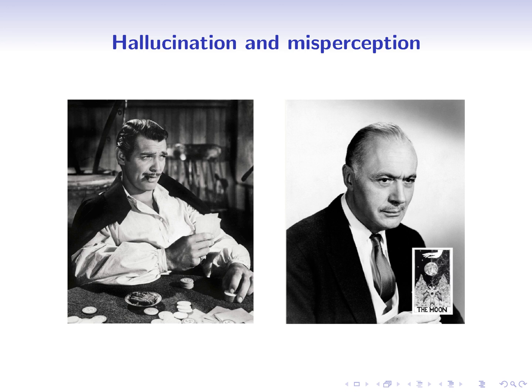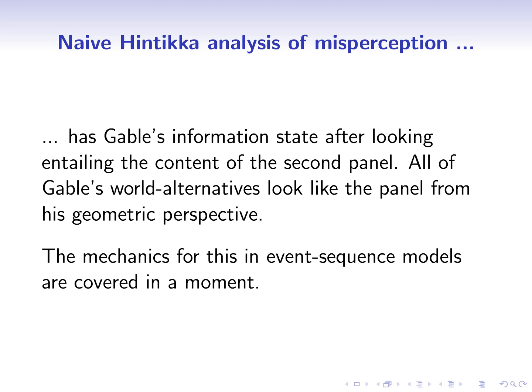Now let's look at the example involving hallucination or misperception. Gable looks up and he sees Boyer holding up a moon tarot card. A naive Hintikka analysis of misperception has Gable's information state after looking entailing the content of the second panel. All of Gable's world alternatives look like the panel from his geometric perspective. We're going to look at the mechanics of this in event sequence models in a moment.